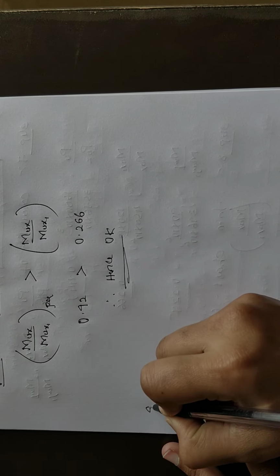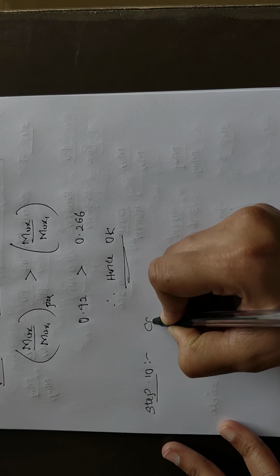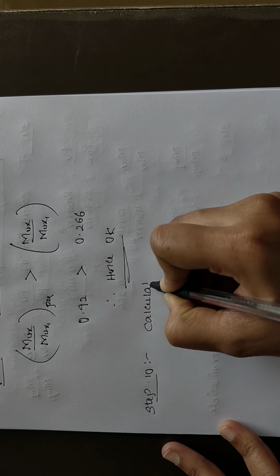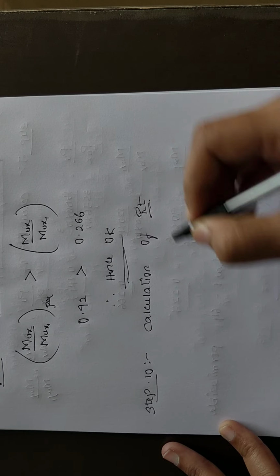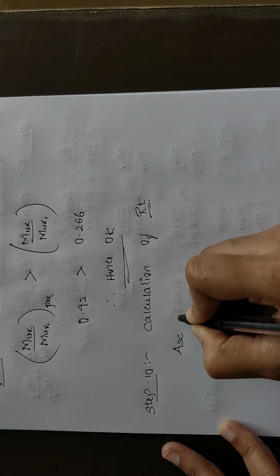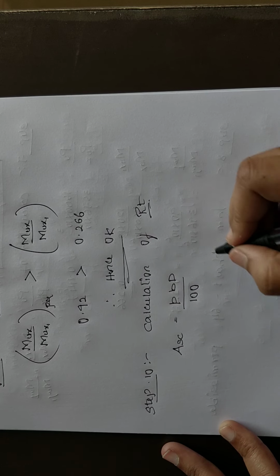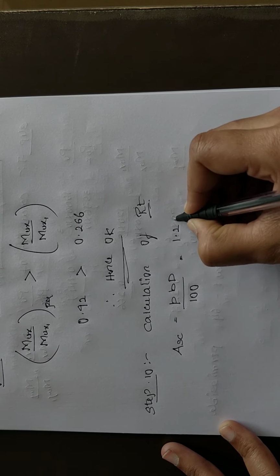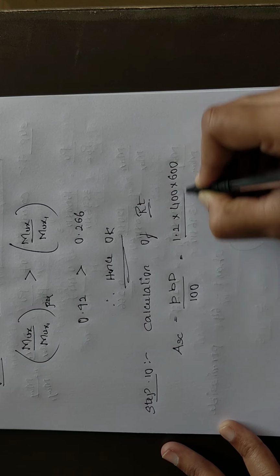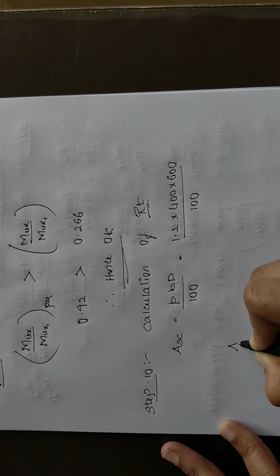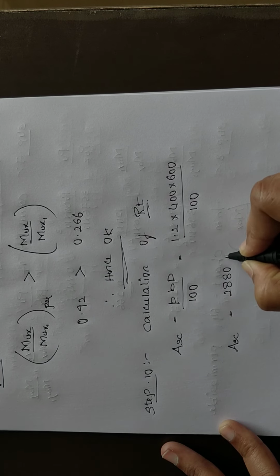Next step, that is step number 10, calculation of reinforcement. That is ASC value, that is P into B into D divided by 100, that will be equal to 1.2 percentage of steel. Width is 400, depth is 600, divided by 100. Calculate the area of compression reinforcement. You will get it as 2880 mm square.